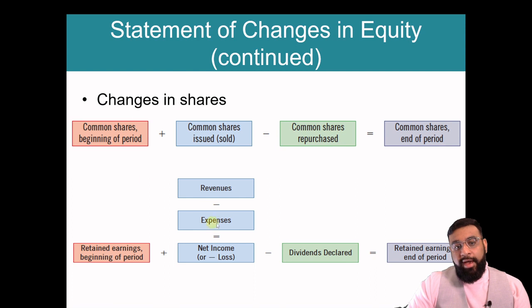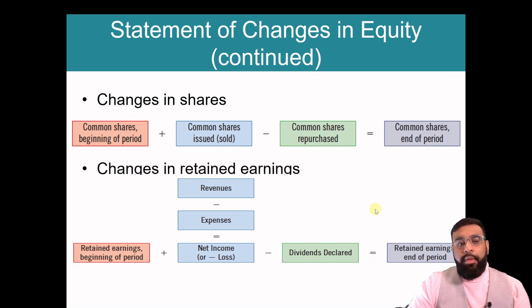Now we have the retained earnings. Retained earnings at the beginning of the period plus net income or minus net loss. Remember, this net income comes from the income statement. That's why we have to do the income statement first, and then we do the statement of changes in equity. So we have retained earnings at the beginning of the period plus net income minus dividends declared equals retained earnings at the end of the period.